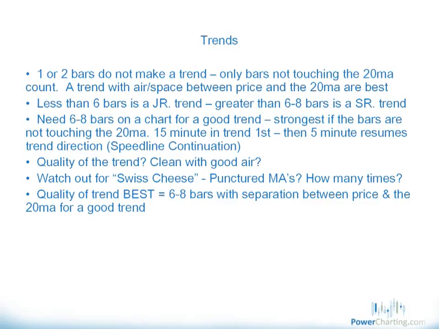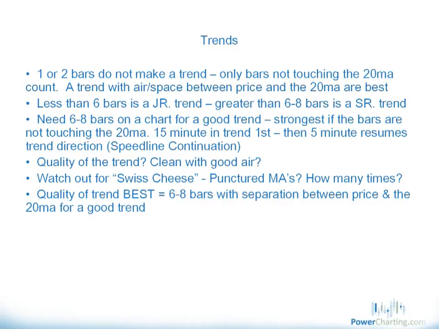1 to 2 bars is not a trend. So you see 1 to 2 bars is still no trend. 3 to 5 bars is a junior trend, and 6 bars or more is a senior trend. So you need the 6 to 8 bars for a good trend. Strongest if the bars are not touching the 20-period moving average. Those are really the only ones I count.